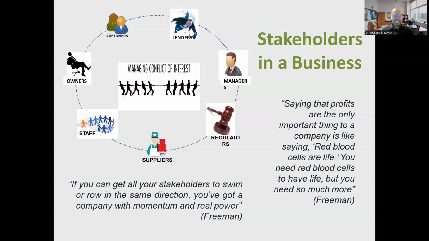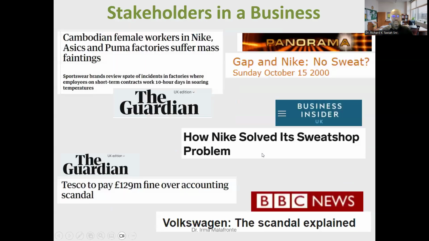Freeman says that saying profits are the only important thing to a company is like saying red blood cells are life, and you ignore the white blood cells. You need red blood cells to have life, but you need so much more. He also says if you can get all your stakeholders to swim or row in the same direction, you've got a company with momentum and real power. It hardly happens for them to all swim towards one direction.